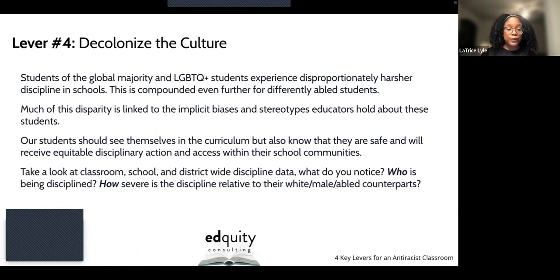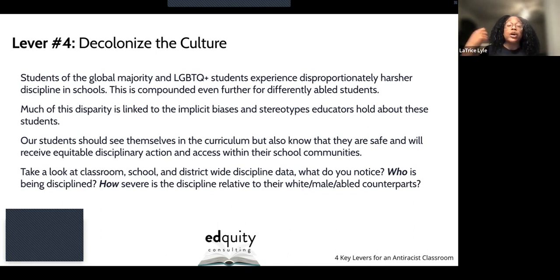So now we have lever 4. Lever 4 is decolonize the culture. There is so much that is unsaid in schools, but it undergirds how we operate, and that's the culture, right? We may not say that LGBTQ plus students are going to receive harsher discipline than their heterosexual counterparts, right?